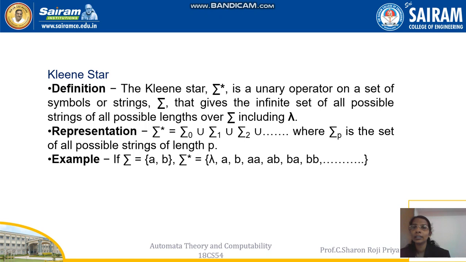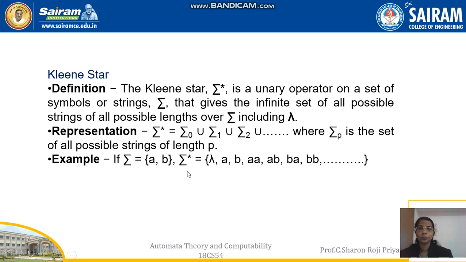Then what is Kleene star? If I want to do repetition, if I want to repeat a string, I can go for Kleene star. So sigma star is a unary operator on a set of symbols or strings that gives an infinite set of all possible strings. It is repetition. I can repeat for infinite. So it gives you an infinite set of all possible strings.